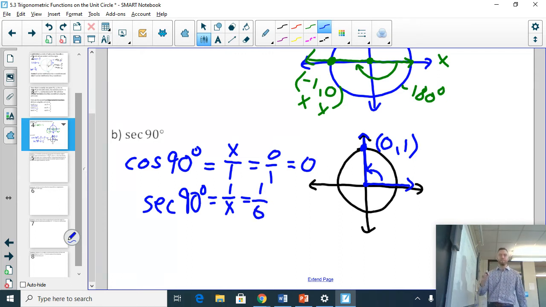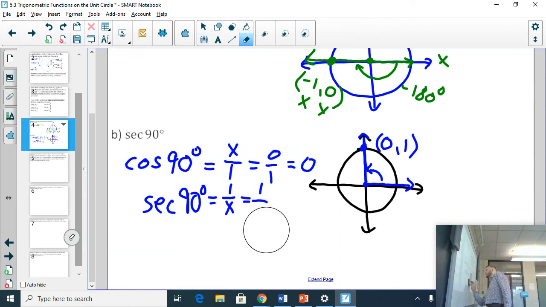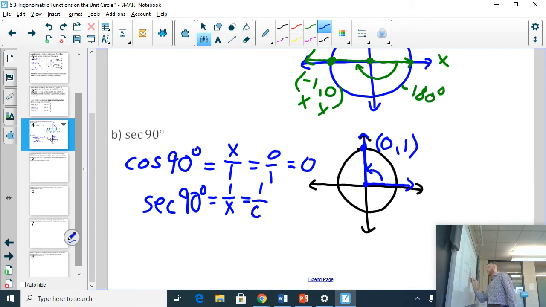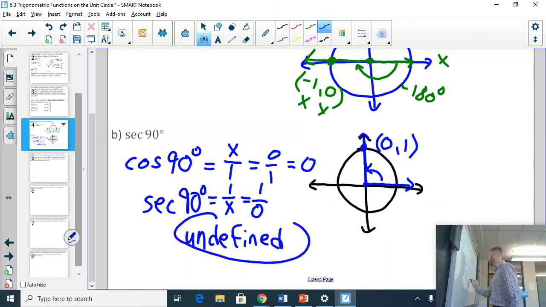That is the biggest no-no in math. Absolutely no dividing by 0. What happens when you divide by 0? Always, always, always, it will be undefined. So if you're dividing by 0, it is going to be undefined.